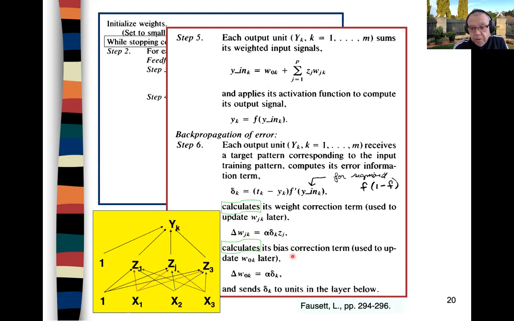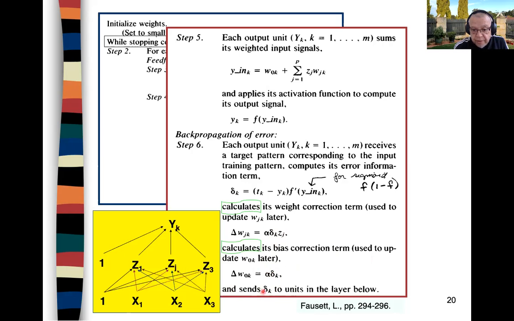And then we calculate the bias correction term used to update W0K, using the same formula, but it's alpha delta K in this case, because we don't have Z, the corresponding Z is equal to 1. So we have a 1 here. So it's about the same formula here.